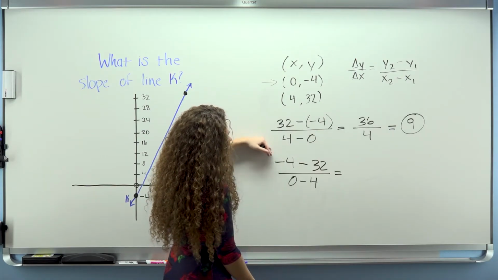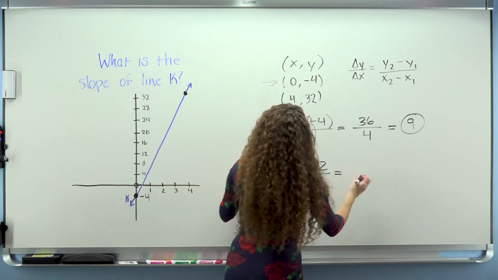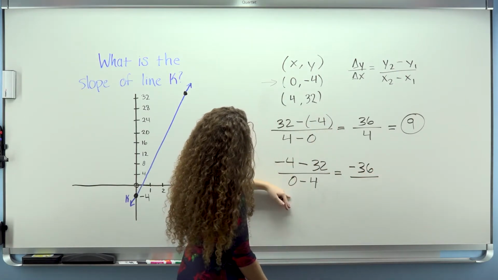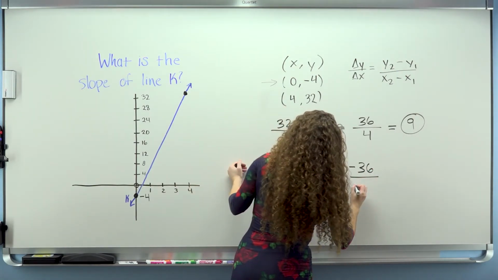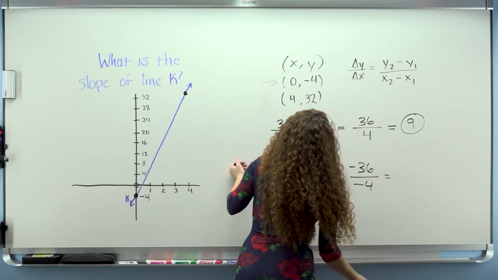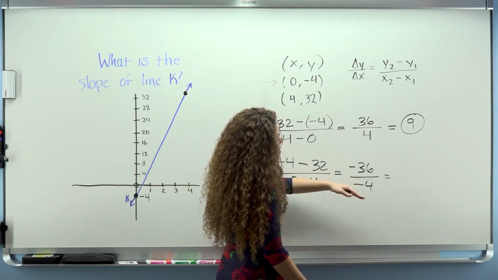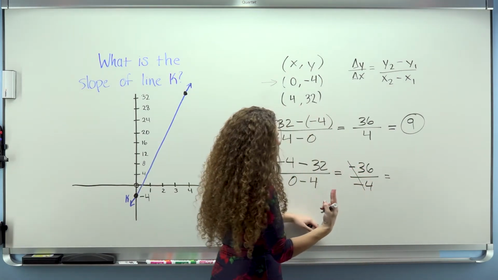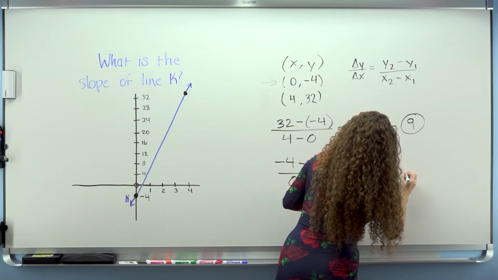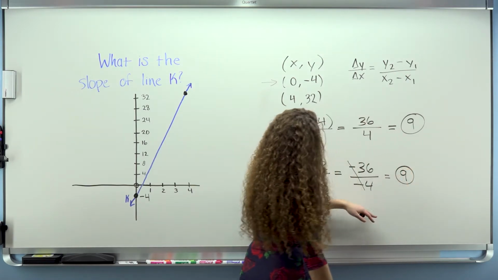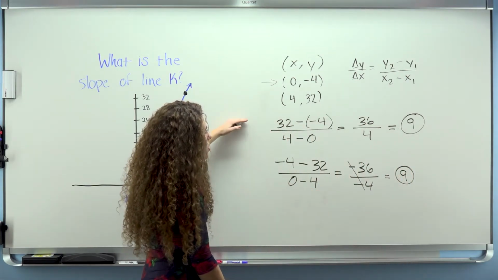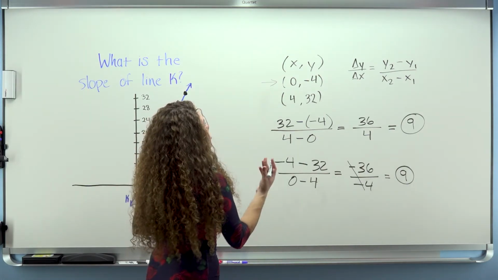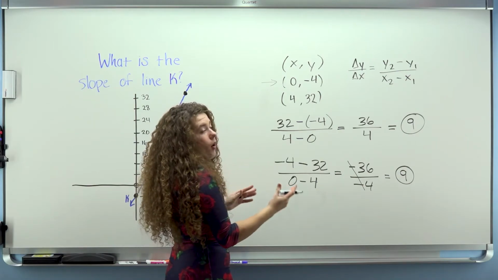So now you would have negative 4 minus 32, which would become negative 36, over 0 minus 4, which is just a negative 4, and negative 36 divided by a negative 4, because the negatives cross out, would become, again, a positive 9. Okay, so you can see these two both equal each other. It doesn't matter which coordinate you use first, as long as you keep to using the same one.